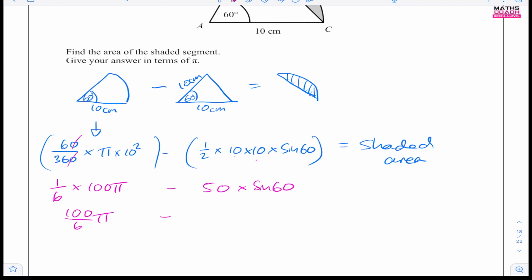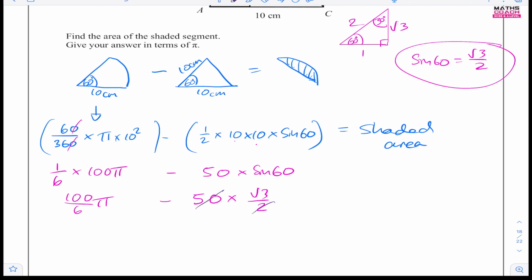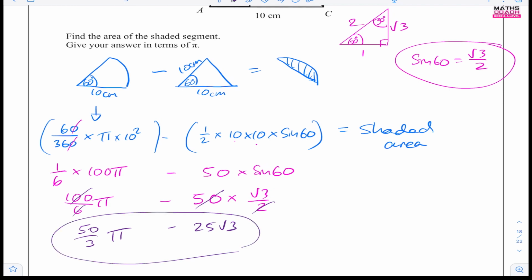So what's the value of sine 60? We can use our triangle. So sine is opposite divided by the hypotenuse, so root 3 over 2. So root 3 over 2 is the value of sine 60. So we can come back here now and say 50 times root 3 over 2. So 50 and 2, that gives us 25 root 3, and 100 over 6 can be simplified as well, giving us 50 over 3 pi. So 50 over 3 pi minus 25 root 3 is the area of our shaded region.